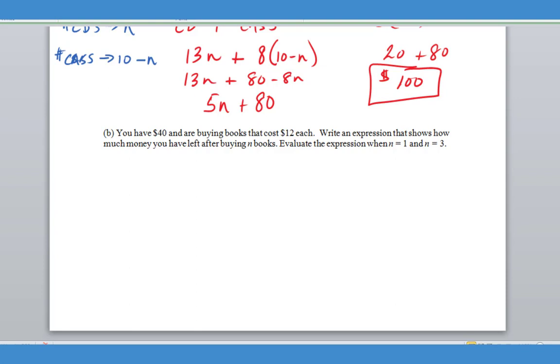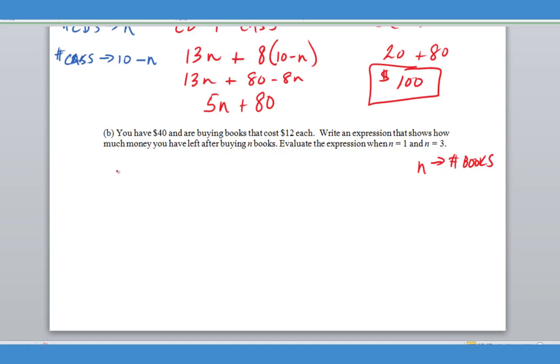Okay, part B is a similar type problem where we're dealing with buying books. So we have $40 and we're buying books at $12 each. So this is actually a little bit more straightforward because we don't have 2 separate items or 2 separate variables that we would have to be dealing with. We only have to come up with one particular variable, and that's the number of books that we're going to buy. So it says write an expression that shows how much money you have left after buying n number of books. So we know that n represents the number of books that we're going to buy.